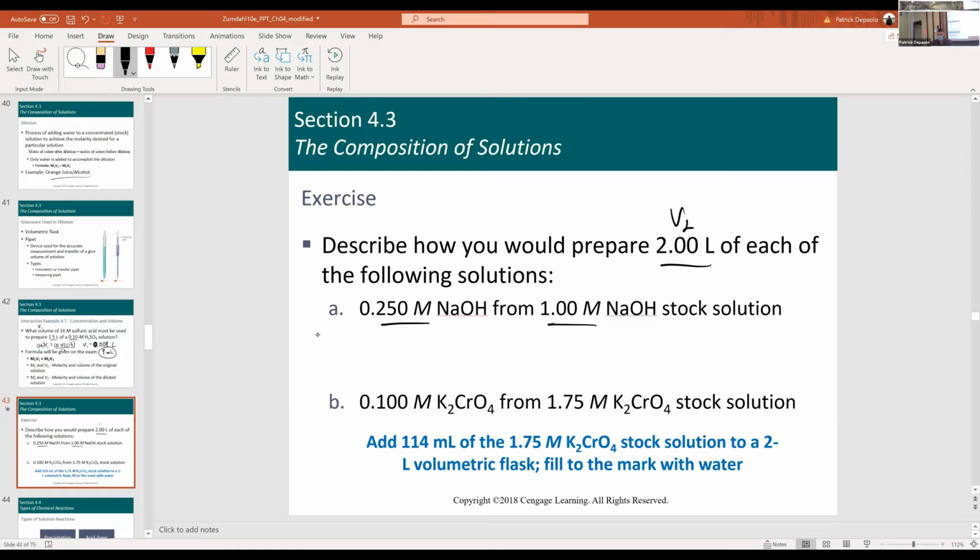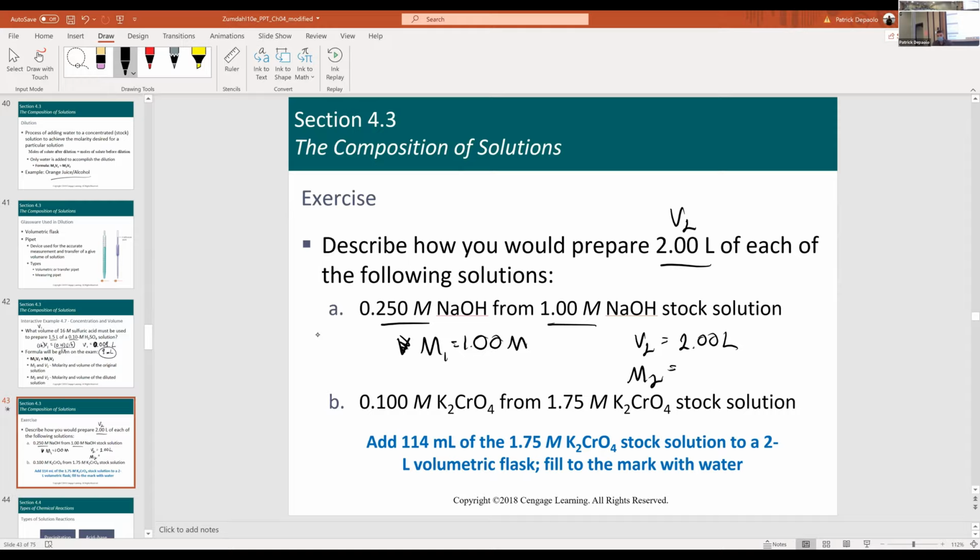Another way you can write these plug and chugs, if you're not comfortable with just looking at it, is to write your variables out front. So V2 will be equal to 2.00 liters. What you're preparing is a 0.25 molar NaOH from 1 molar. So the "from" is important. It's from 1 molar, which means M1 is 1 molar. That's where it's originating from, the original, what we call the stock solution. And then M2 is what you're making from it.